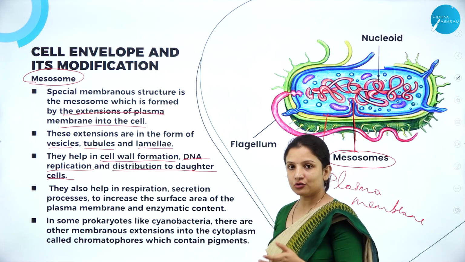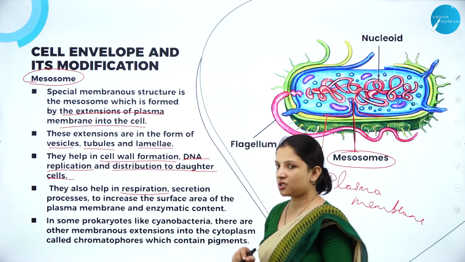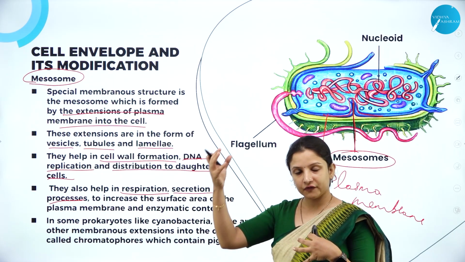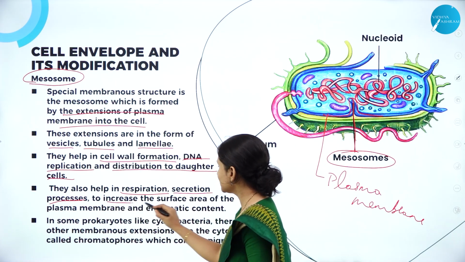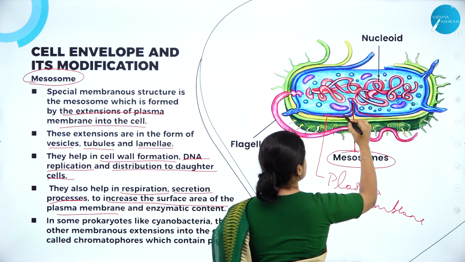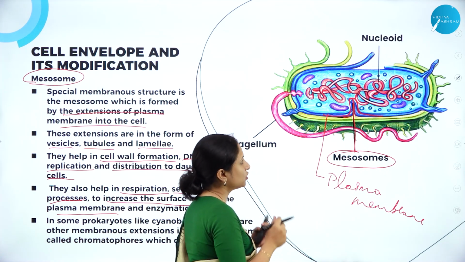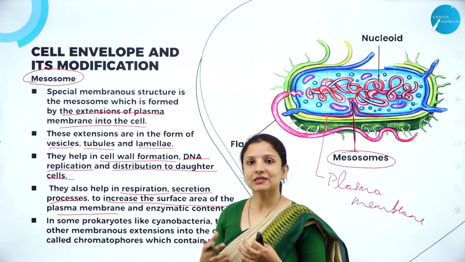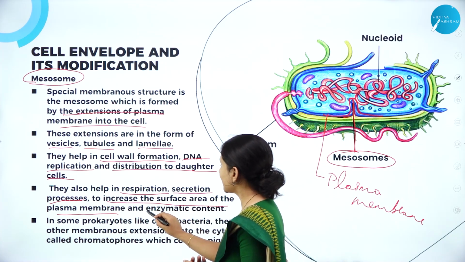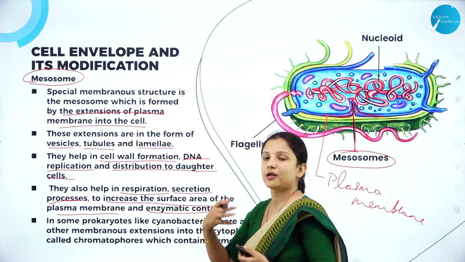Apart from that, mesosomes or the infoldings of the plasma membrane also help in the process of respiration. They help in certain secretion processes, and because of the infolding, they also help to increase the surface area of the plasma membrane because they are folded inwards. So see here, when they are folded inwards, the surface area of the plasma membrane increases. So wherever the folding is there, they increase the surface area of the plasma membrane, and they also help in the secretion of some of the enzymatic content which are needed for the metabolic processes in the bacteria to occur.